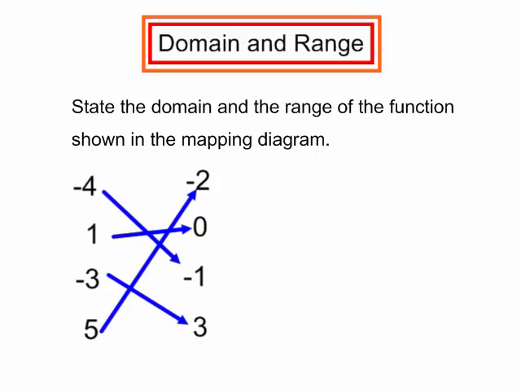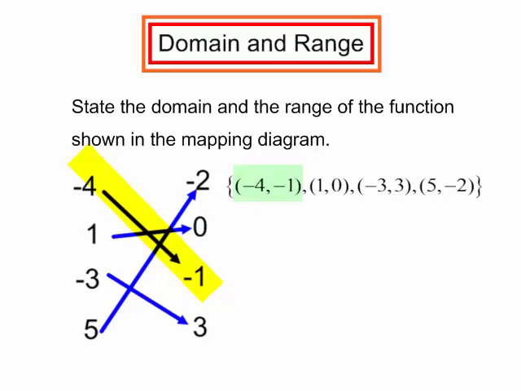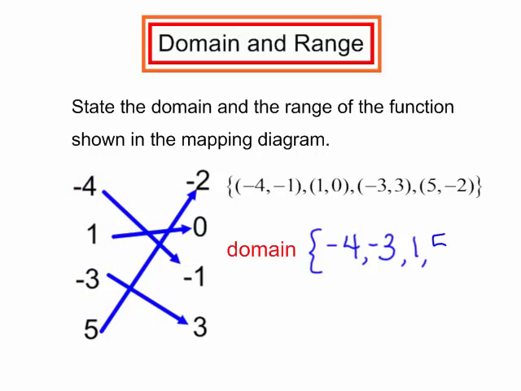I'm going to rewrite this mapping as a set of ordered pairs. -4 is mapped to -1, 1 to 0, -3 to 3, and 5 to -2. The domain of this mapping is -4, 1, -3, and 5. It doesn't really matter which order you write these in, but I will just write them from smallest to largest.